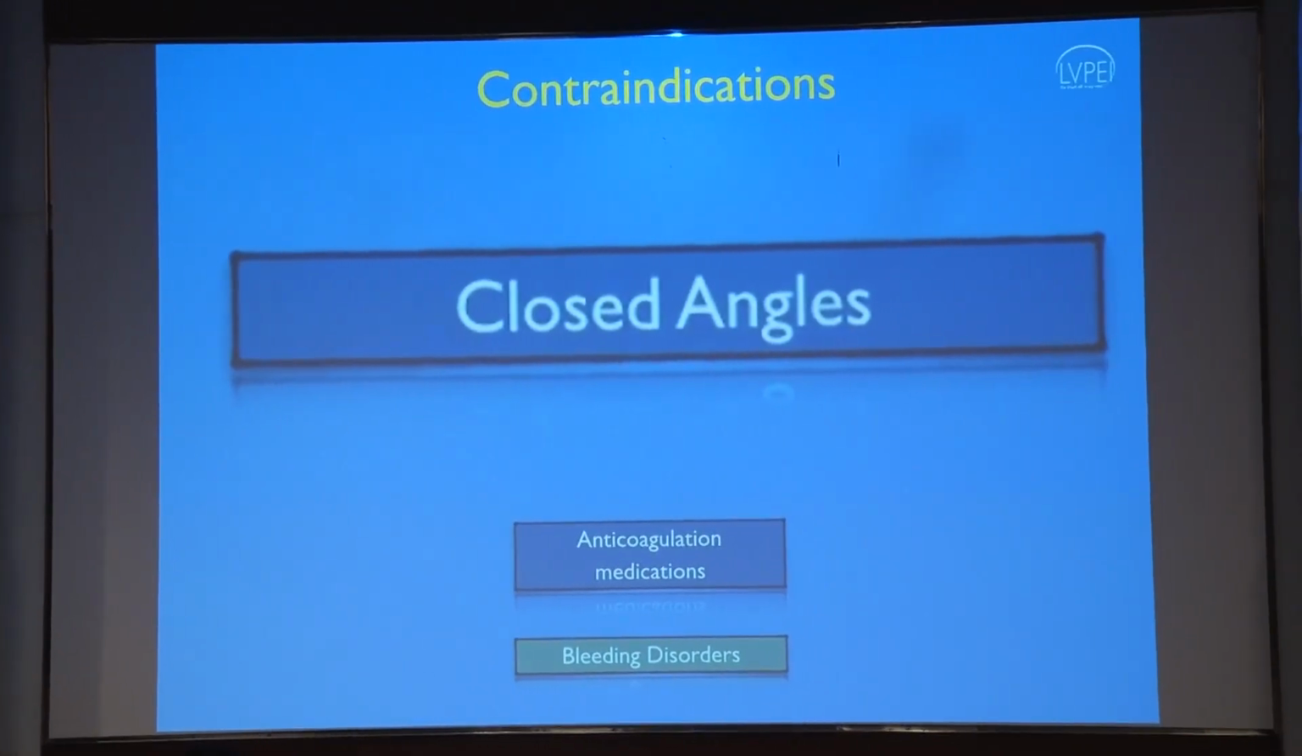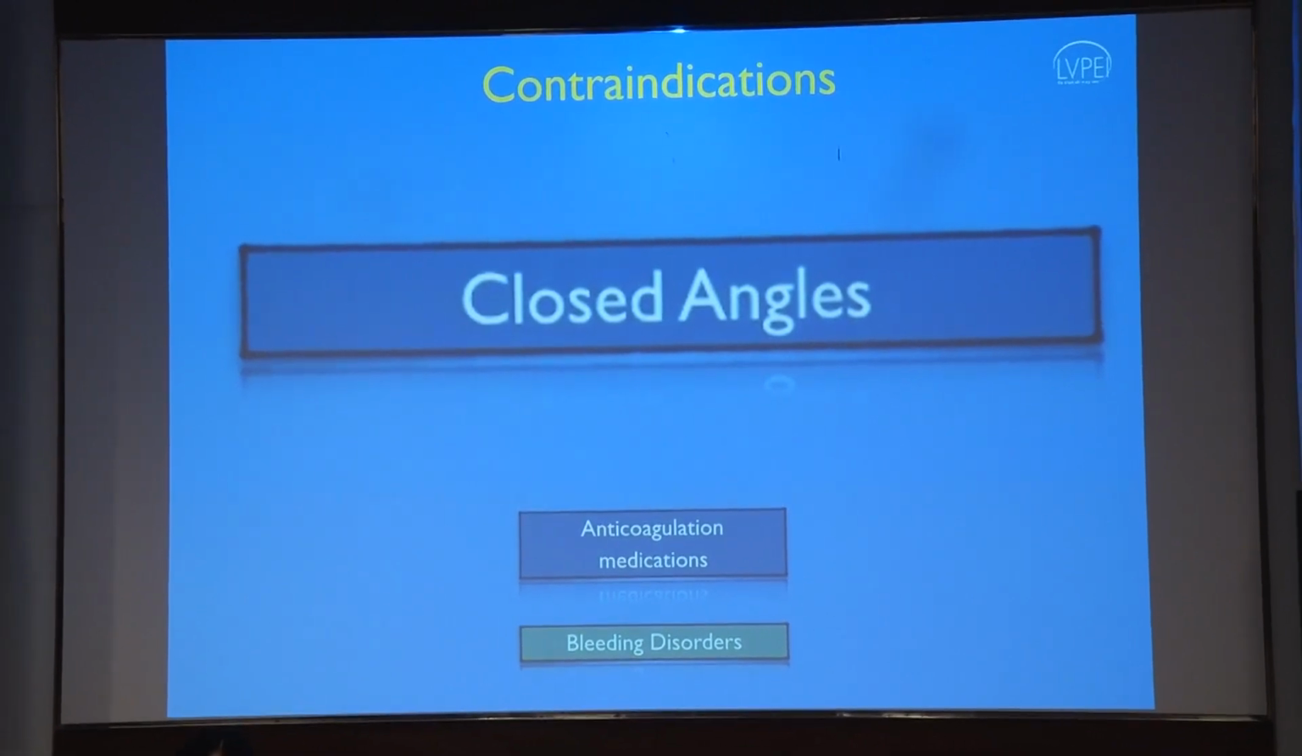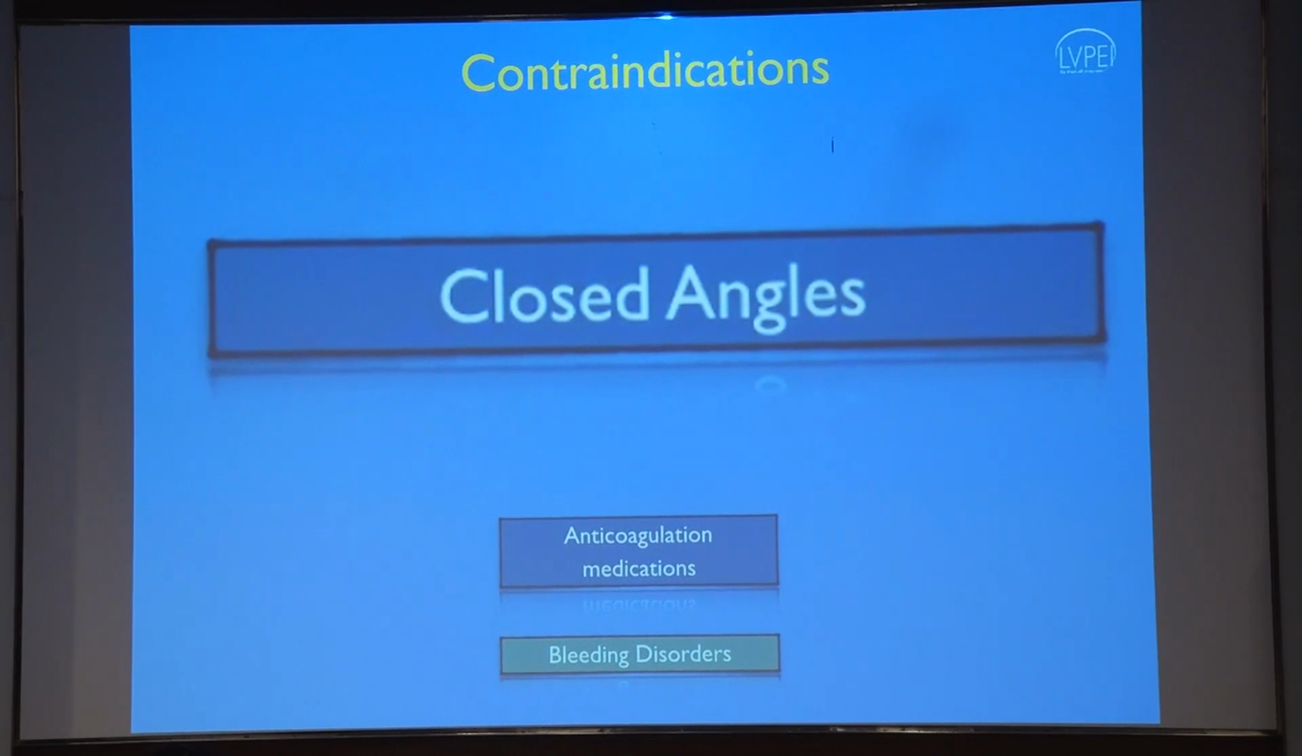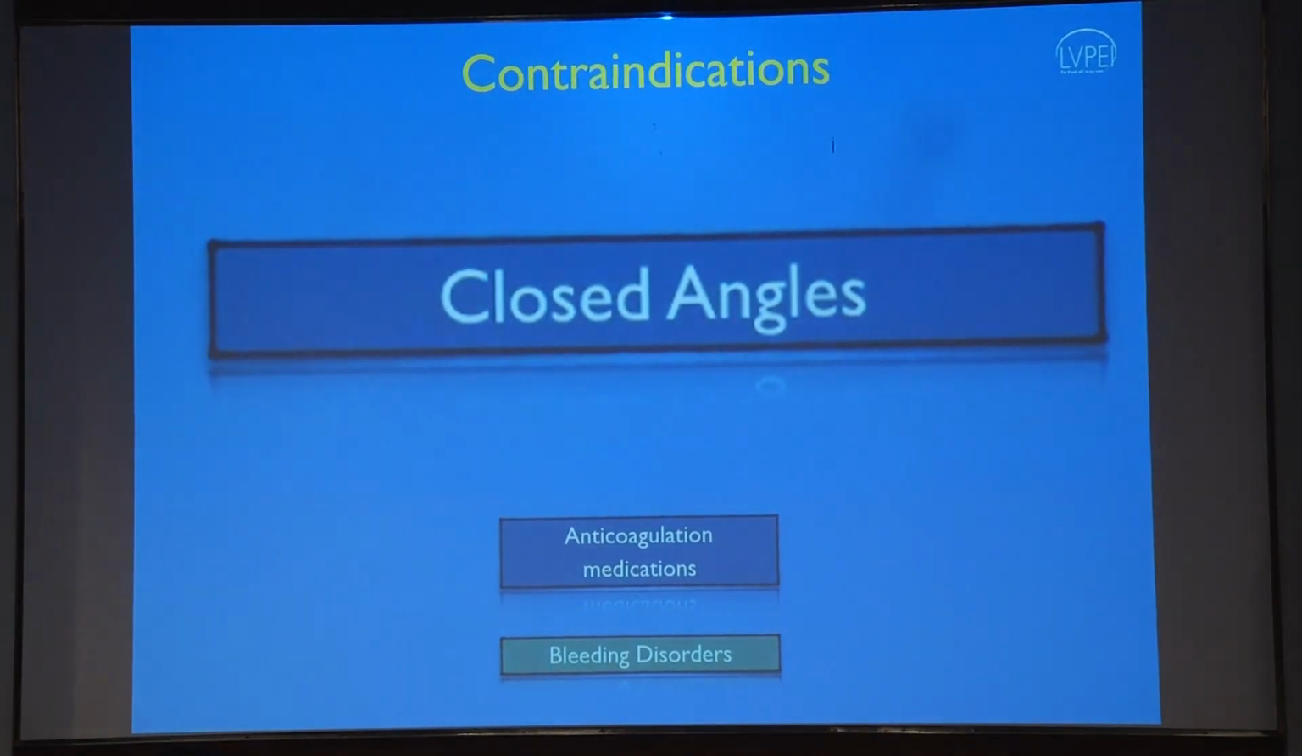Contraindications: closed angles, where it is closed by synechial formation. In occludable angles, after doing a PI, if the angle opens up, you can still do these MIGS procedures. Relative contraindications are patients on anticoagulant medications and bleeding disorders.